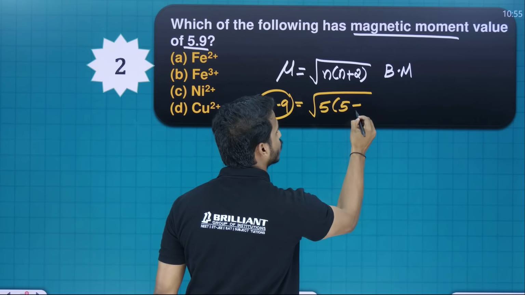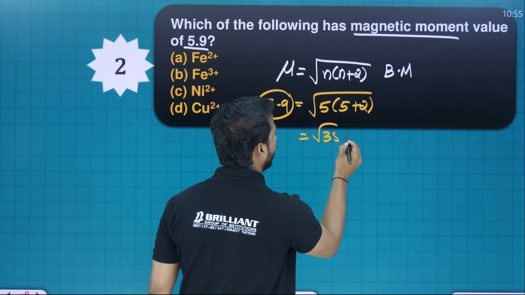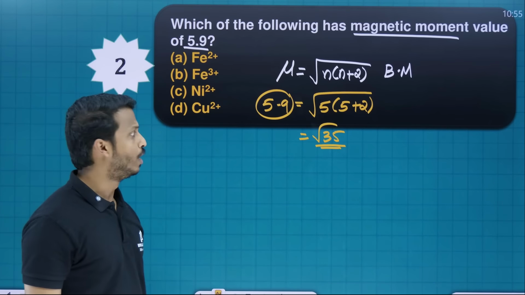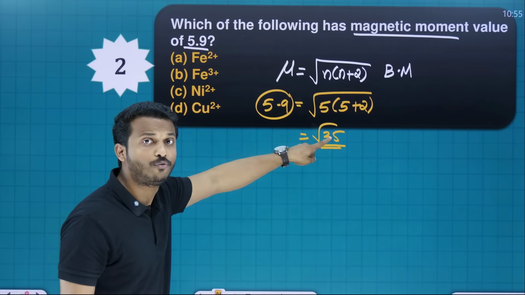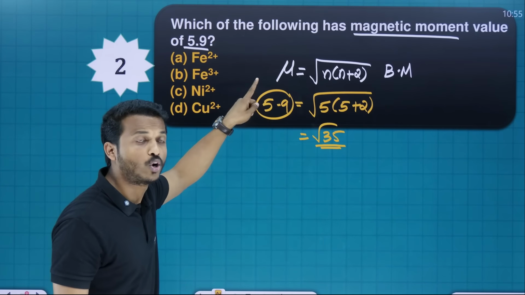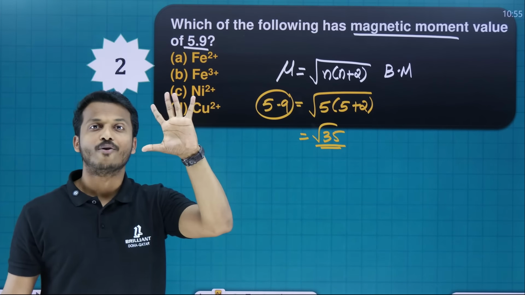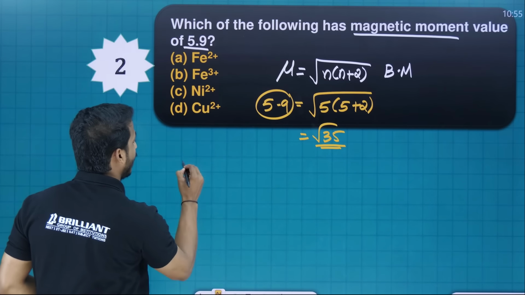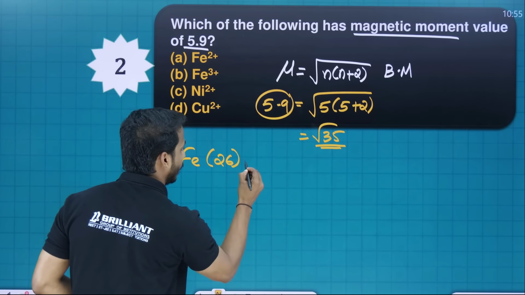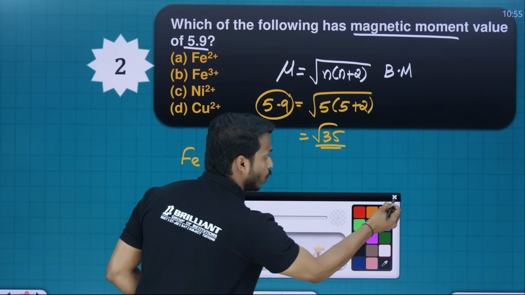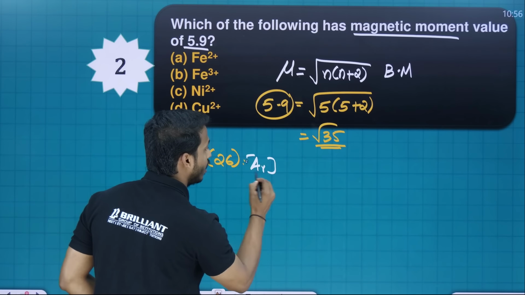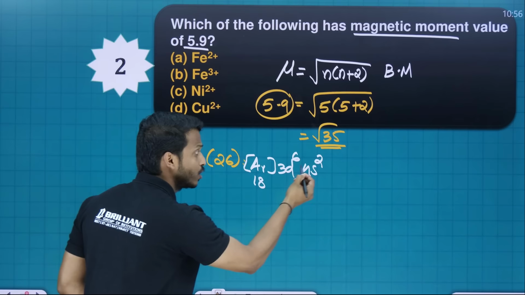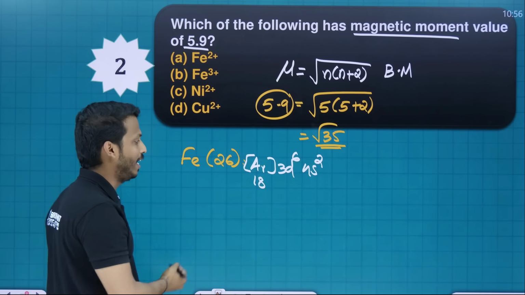So 5 into 5 plus 2 equals what? Root 35. You know root 36 is 6, so root 35 is 5.9, near 5.9. So if you want 5.9, how many unpaired electrons should be there? 5 unpaired electrons. Check where you have 5 unpaired electrons. You know Fe atomic number is 26, right? So what is the configuration we have? Argon and 4s2 3d6. Argon is 18. Next 2 electrons in 4s, remaining electrons in 3d.